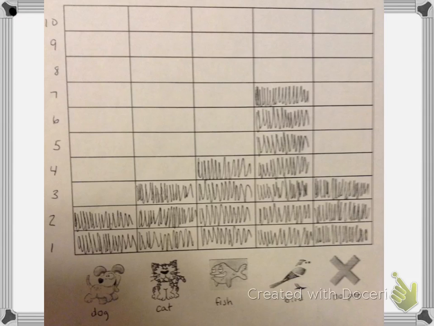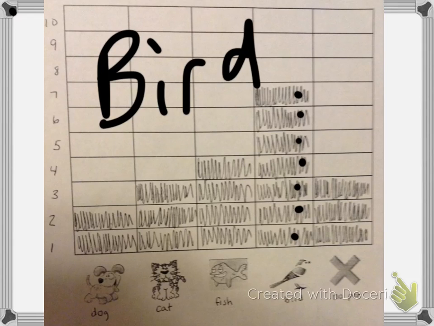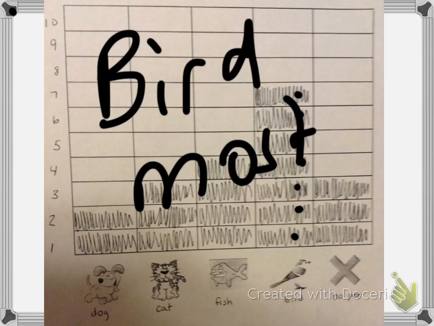So, look and see if we can tell which one of these animals has the highest bar. If you said it is the bird, you are correct. Look here. The bird has, let's count, 1, 2, 3, 4, 5, 6, 7. So 7 people have birds at home. The bird is the most.